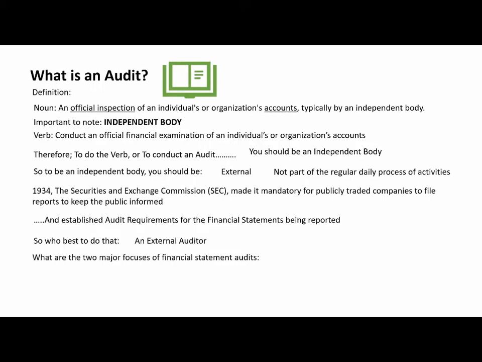What are the two major focuses of a financial statement audit? Well, one is the reliability of those financial statements, but just as important is the internal control effectiveness. So those are really the two outcomes of what we do when we do our audits. That reliable financial statement, and we know that the processes internally are working correctly so that they produce accurate financial statements.